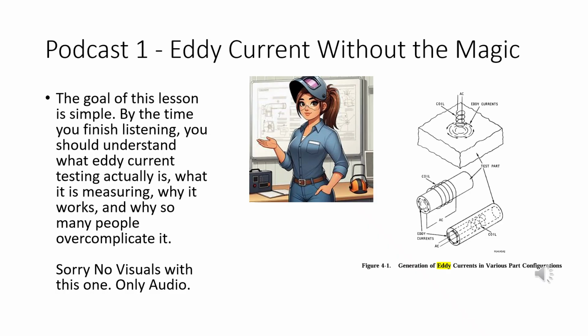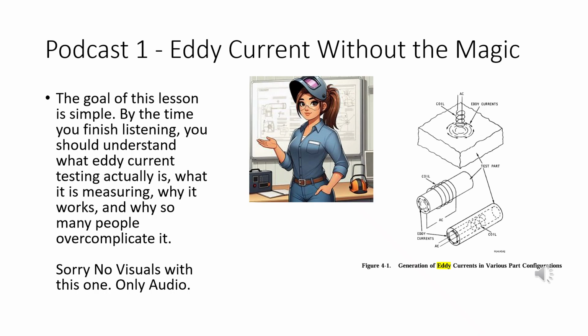Why alternating current? Good question. Why not use DC? Because nothing changes with DC. No changing magnetic field, no induced current, no eddy currents. Change. Alternating current constantly changes direction. The changing current creates a changing magnetic field. The changing magnetic field creates eddy currents. No AC, no ET. Simple.